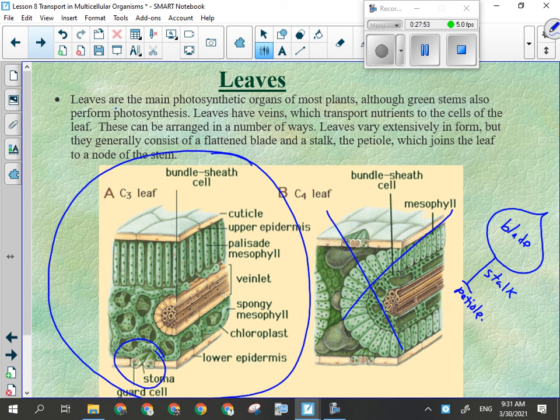Some of them become flowers, but most of them are thorns. The thorns of a cactus are actually its leaves. Okay? They've evolved to no longer carry out photosynthesis, but protect the cactus from being eaten. All right, questions on the leaves?